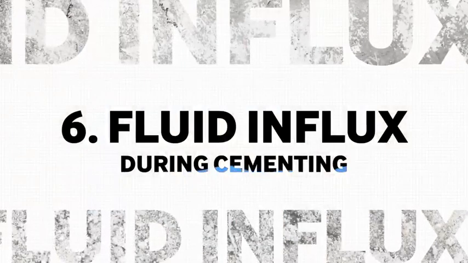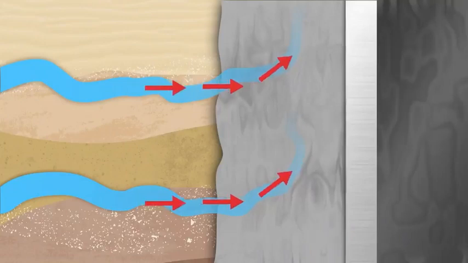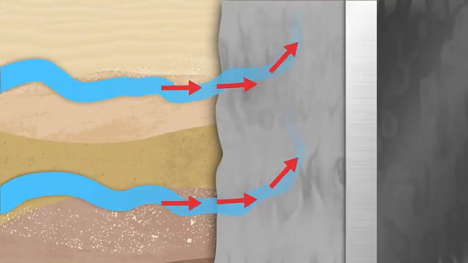Observing a higher rate of flow at the return line than the pump rate can indicate an influx of formation fluids during cementing. The key to preventing fluid influx is the use of flow checks before cementing and maintaining annulus pressures above the formation pressure.